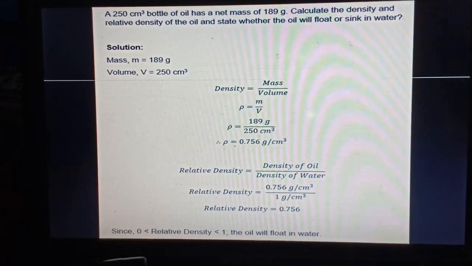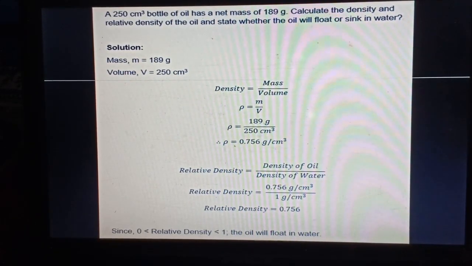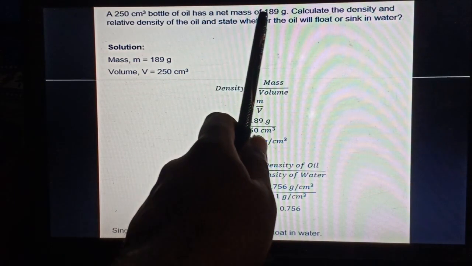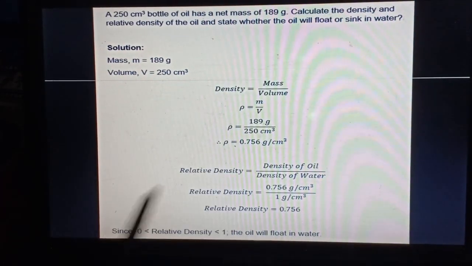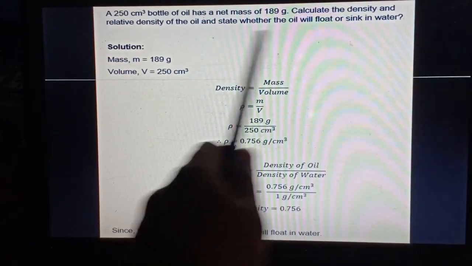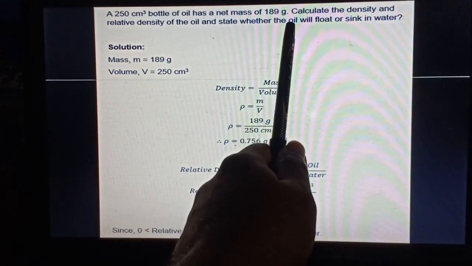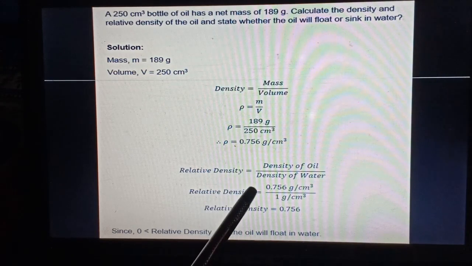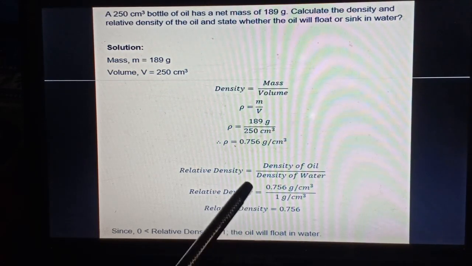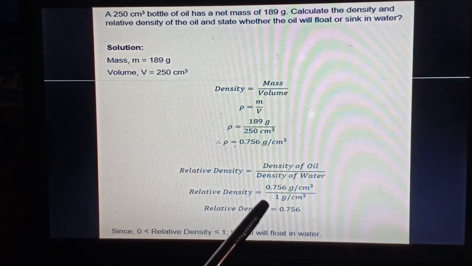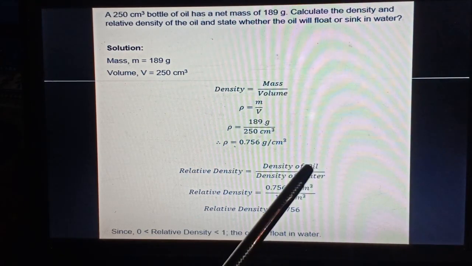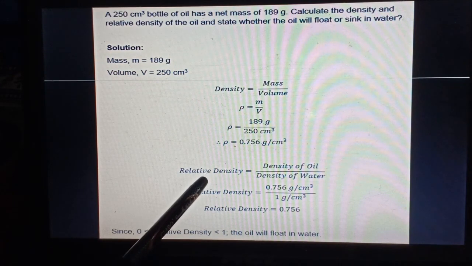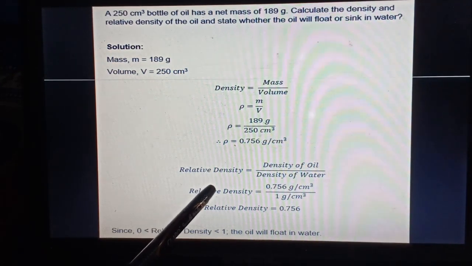Now this is a math problem showing some calculations. A question is given that a 250 centimeter cube bottle of oil has a net mass of 189 gram. Calculate the density and relative density of oil and state whether the oil will float or sink in water. Now, the floating or sinking of any object on water depends on various factors, the buoyancy and gravity. The acceleration due to gravity is the same, so the buoyancy and density are the important factors whether the body will float or sink.